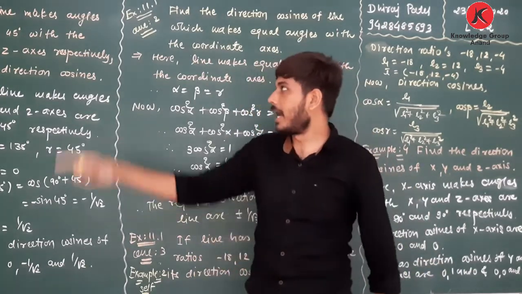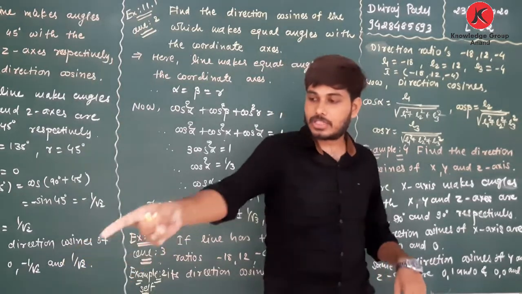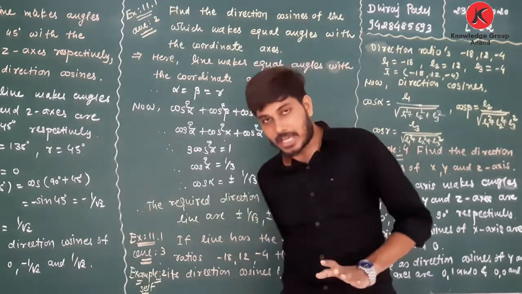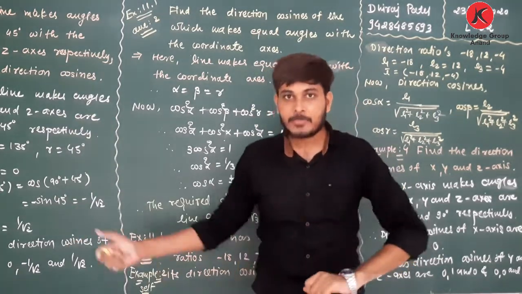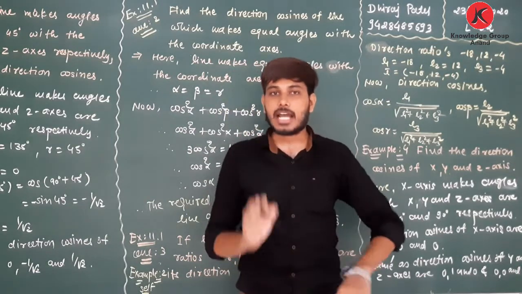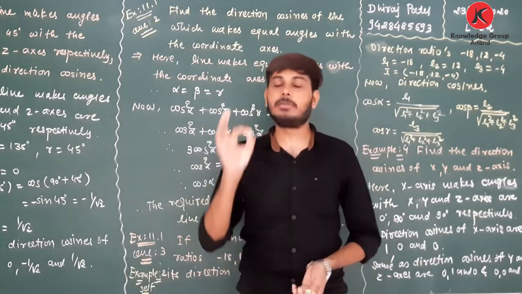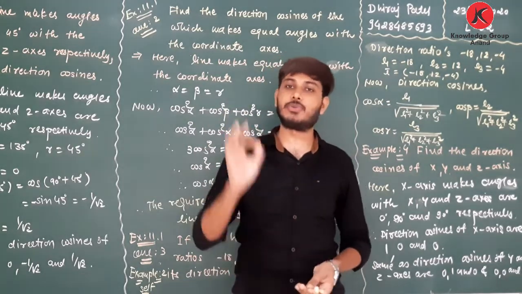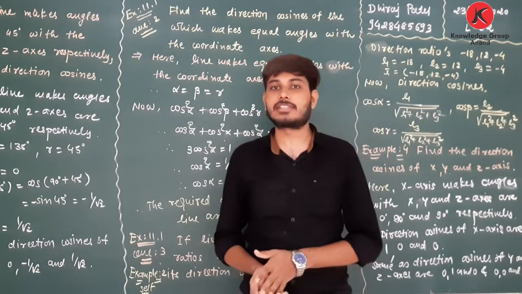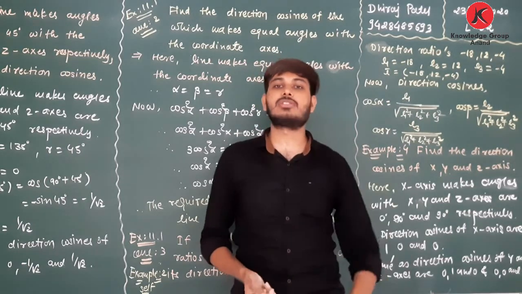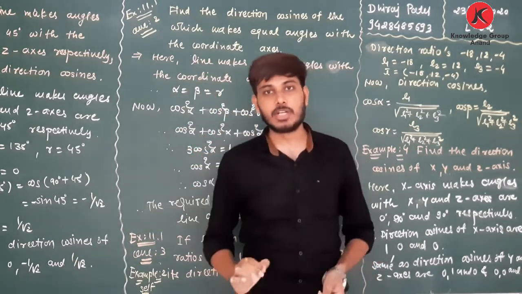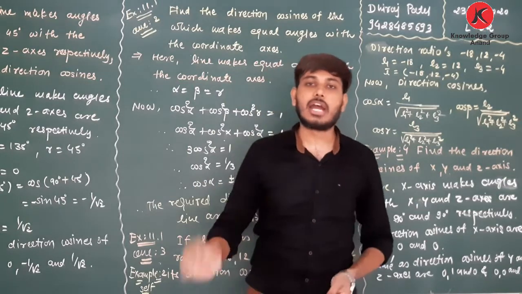Same as z axis, it makes an angle with the positive direction of x axis of 90 degree, with the positive direction of y axis 90 degree and with the positive direction of z axis 0 degree. Therefore, alpha equals 90, beta equals 90, gamma equals 0 for the z axis. Therefore, the direction cosines of z axis are cos 90, cos 90, cos 0, which will become 0, 0 and 1 here.